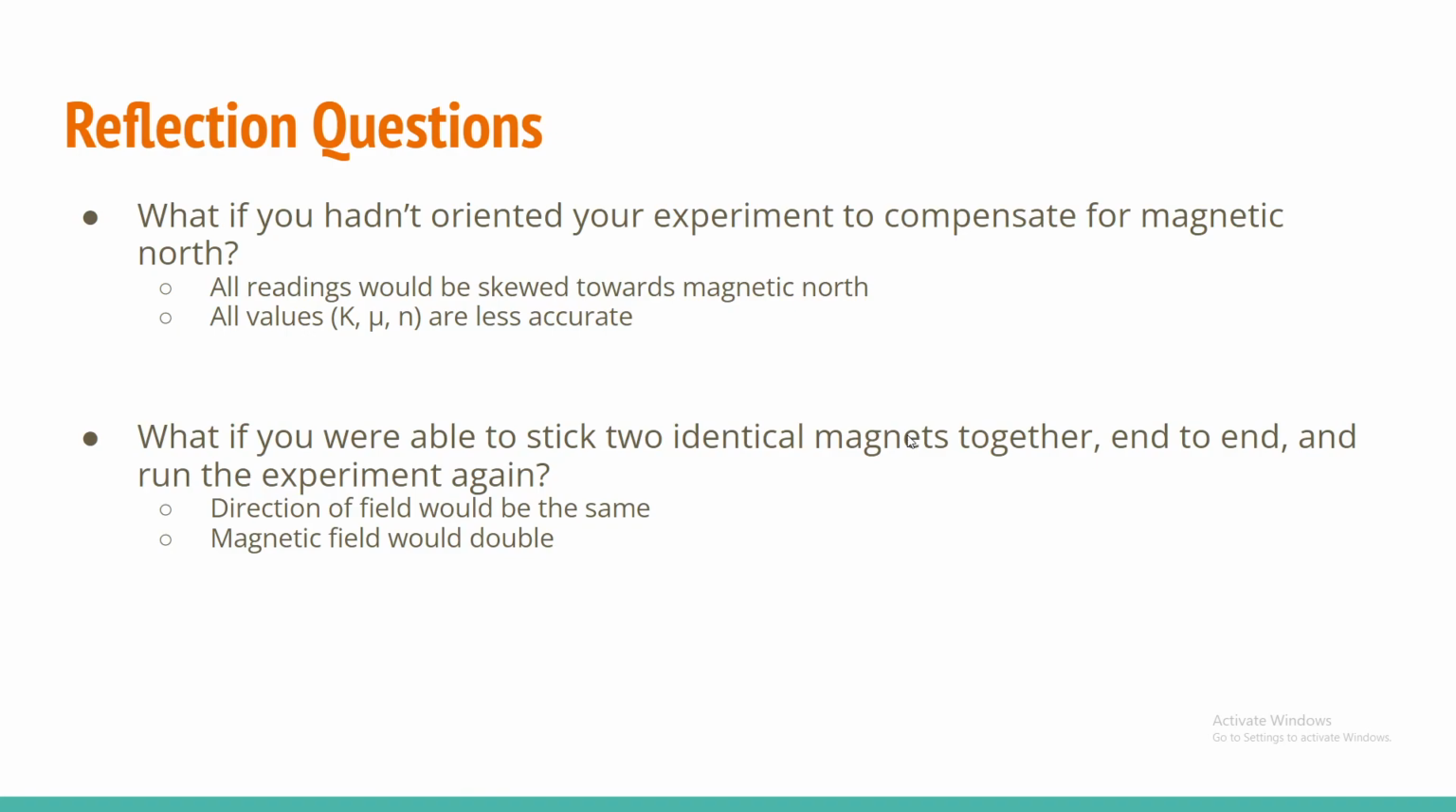So if we hadn't oriented our experiment from the beginning to compensate for magnetic north, all the readings would be skewed toward the magnetic north, and the values would be less accurate as a result. Since we rotated the phone to magnetic north in the beginning, we didn't have to worry about the values being less accurate. And if we were to stick 2 identical magnets together end to end and run the experiment again, the direction of the field would be the same, but the magnetic field would double as a result.